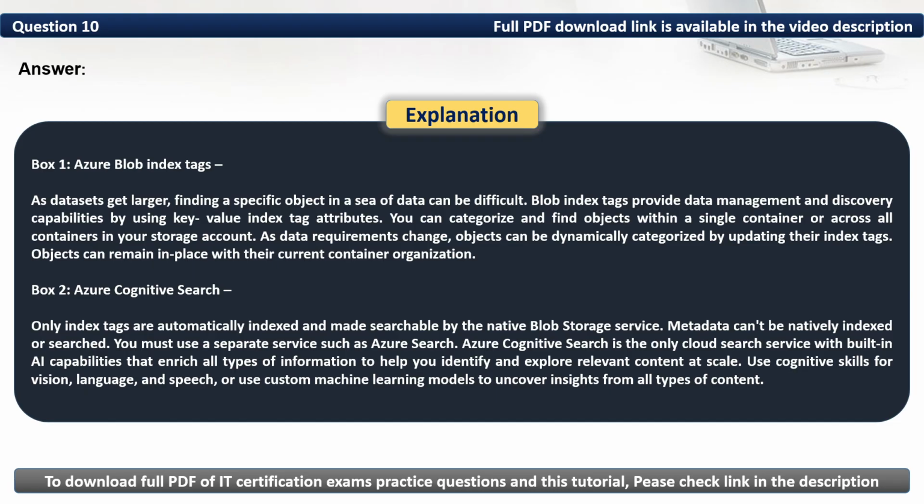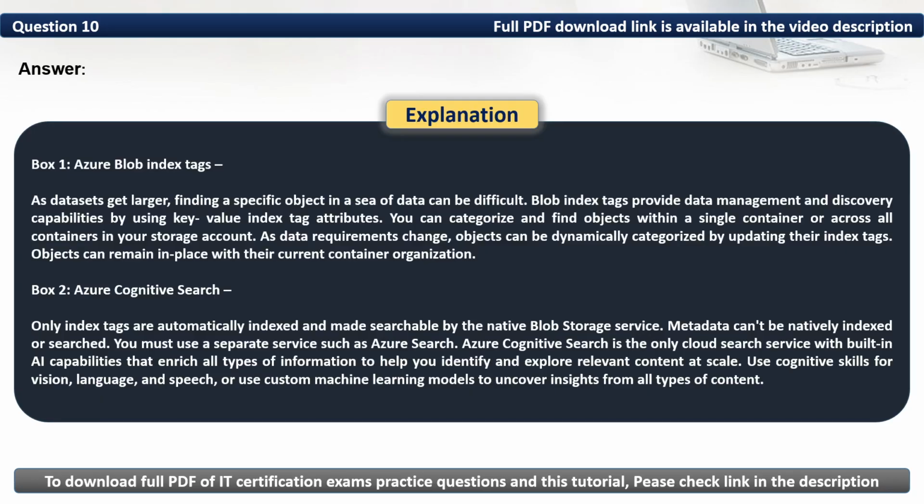About the options, box 1. As datasets get larger, finding a specific object in a sea of data can be difficult. Blob index tags provide data management and discovery capabilities by using key value index tags attributes. You can categorize and find objects within a single container or across all containers in your storage account. As data requirements change, objects can be dynamically categorized by updating their index tags. Objects can remain in place with their current container organization.